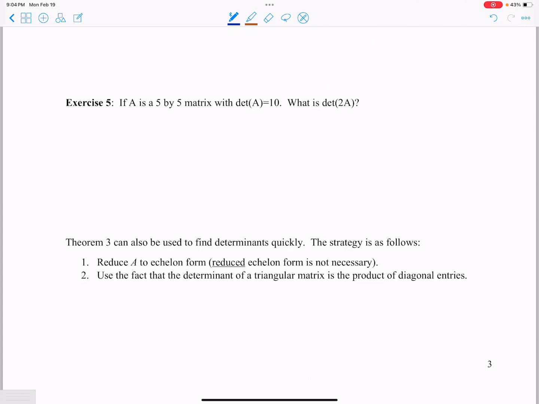So if we have a 5 by 5 matrix and the determinant of this 5 by 5 is 10, to find the determinant of 2 times that matrix, notice that every row is multiplied by 2. So every row is going to be multiplied by a factor of 2. So there's 5 rows. Or you can think of this as 2 to the 5th times 10. Sometimes you can find determinants quickly if you do a couple row operations, if you know how the row operations affect the determinant.